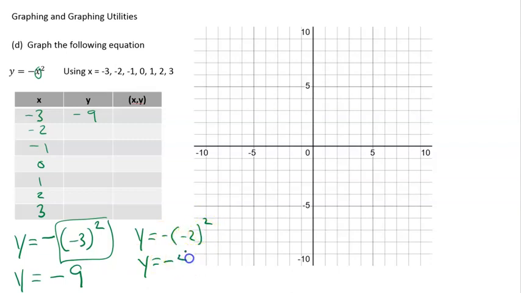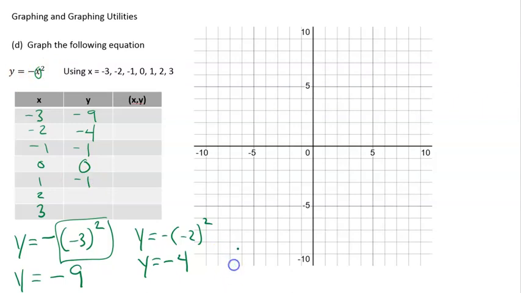Negative 2 squared is a positive 4, so my final answer is negative 4. So when we square negative 1, it's 1, and then throw a negative in front of it, it's negative 1. When you square 0, it's 0. Throw a negative in front of a 0, and you still have a 0. When you plug in a 1 and you square it, it's 1, and then the negative thrown in there is -1. So the sign doesn't change because I'm plugging in a positive number.